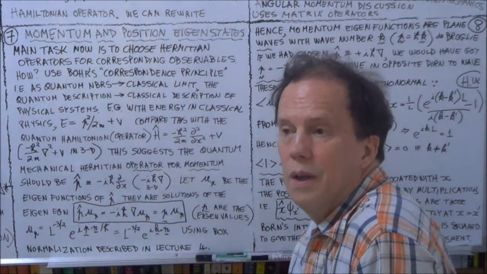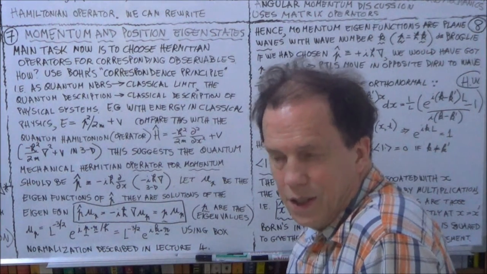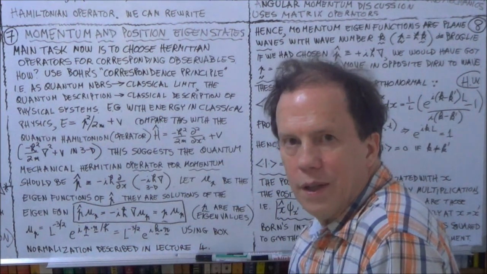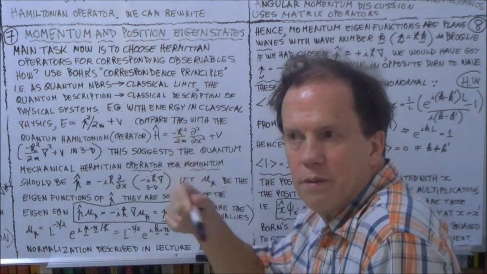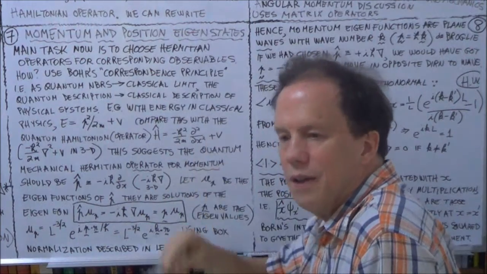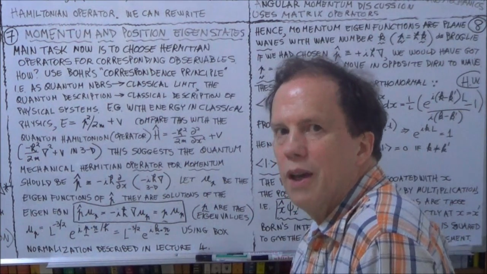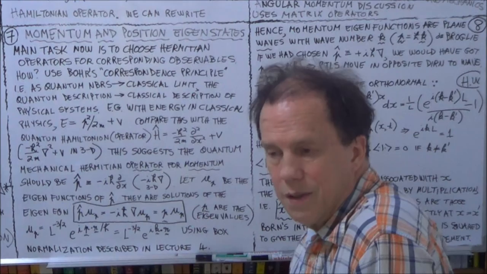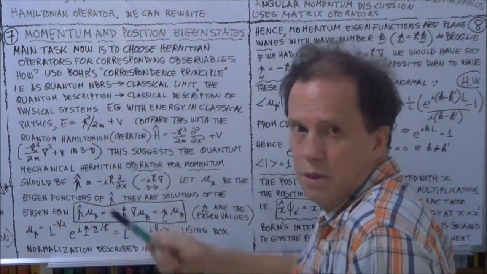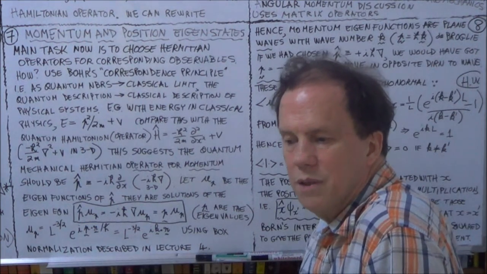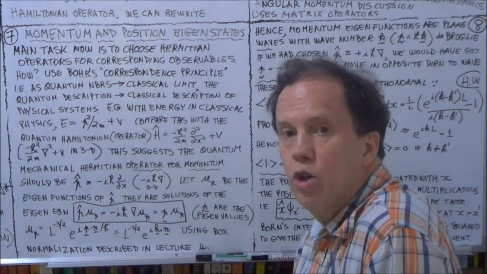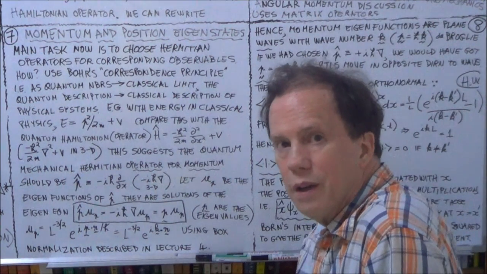For example, when quantum numbers become large, as in the simple harmonic oscillator, when the energy levels get very, very high, when your n in E_n is very large, then things should start behaving the way they do in classical mechanics. That kind of thing. So you can use this principle to help you in guessing or suggesting potential Hermitian operators for a given observable.